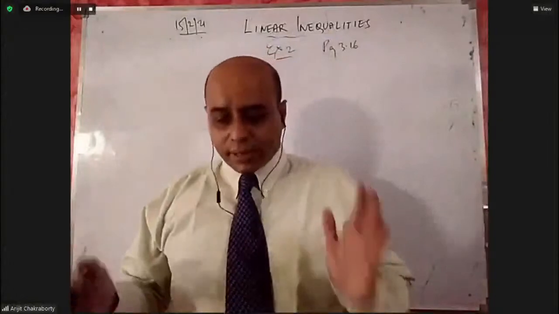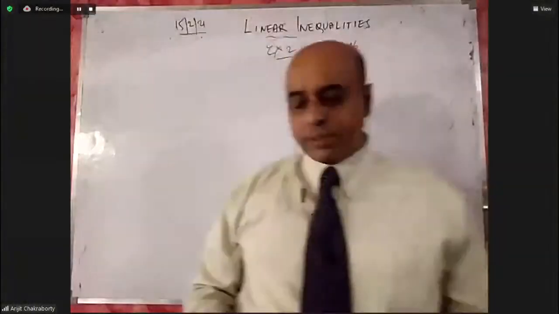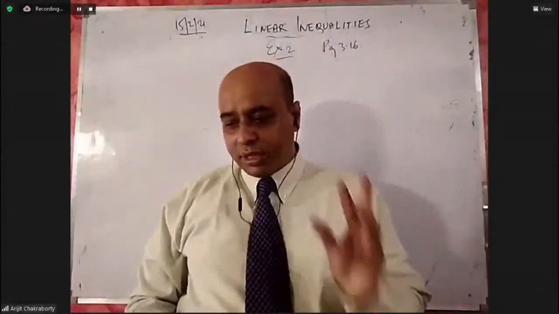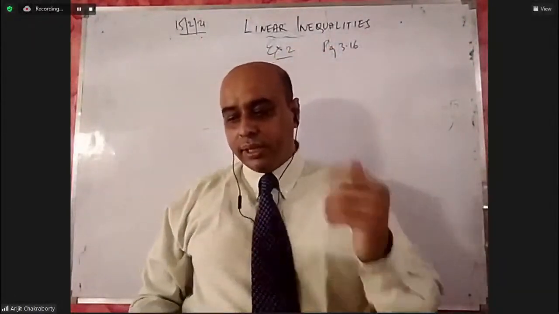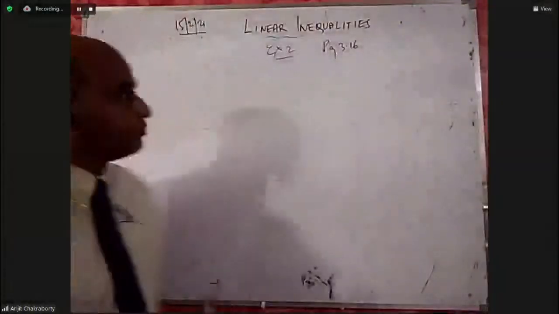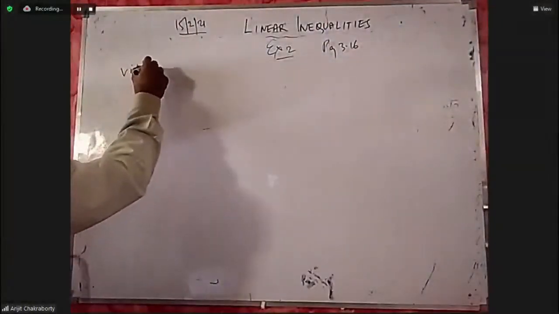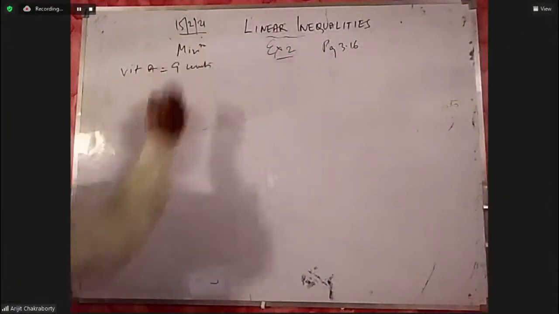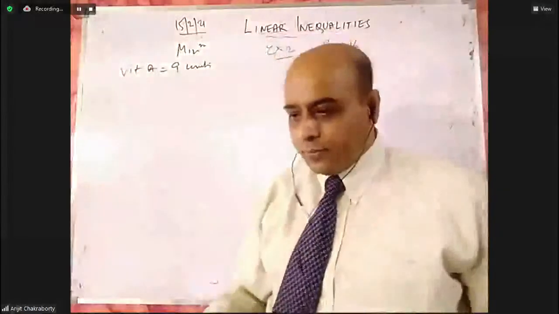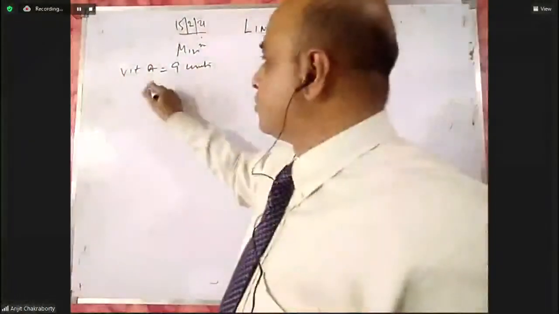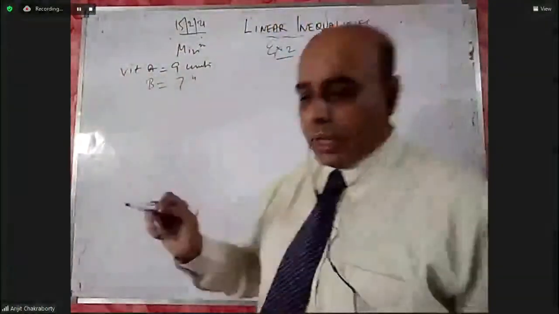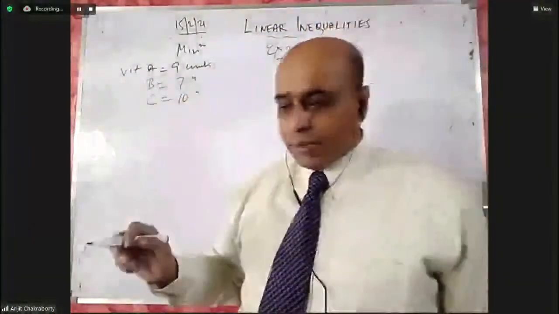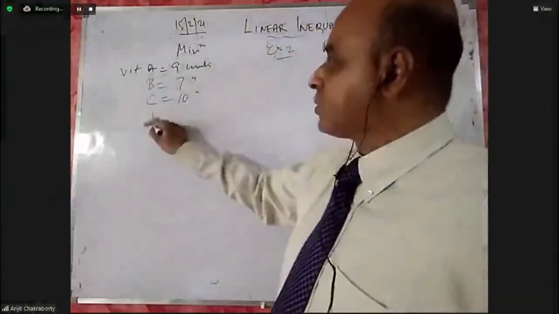The question says that a dietitian wishes to mix together 2 kinds of food so that the vitamin content of the mixture is at least 9 units. Let me write vitamin A. So vitamin A should be 9 units minimum. Vitamin B, 7 units. Vitamin C is 10 units, and vitamin D is 12 units.